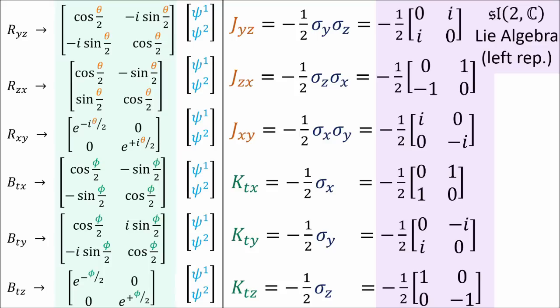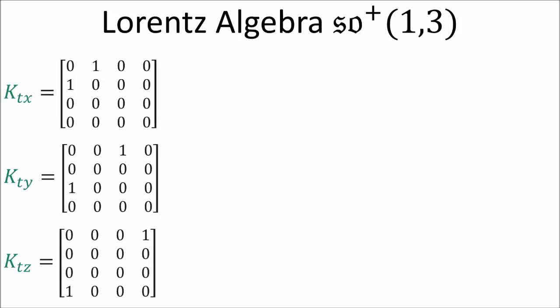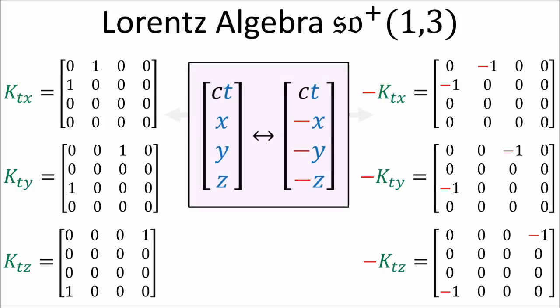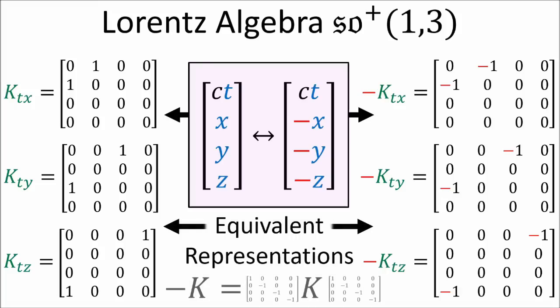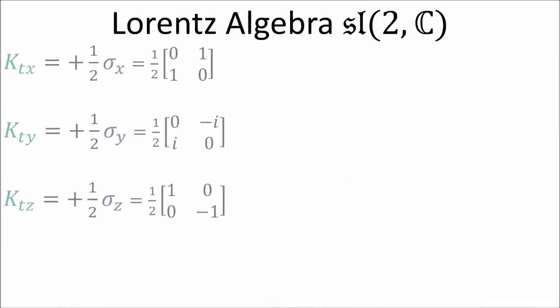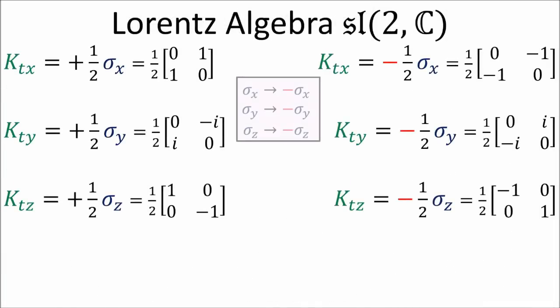Now before, with the matrices that transformed vectors, we saw that boost generators could have either plus signs or minus signs, but we could swap between them using a change of vector coordinates. So these are equivalent matrix representations of the Lorentz algebra. With the matrices that transform spinors, the boost generators can also have either plus signs or minus signs in front. The commutation relations work in both cases.